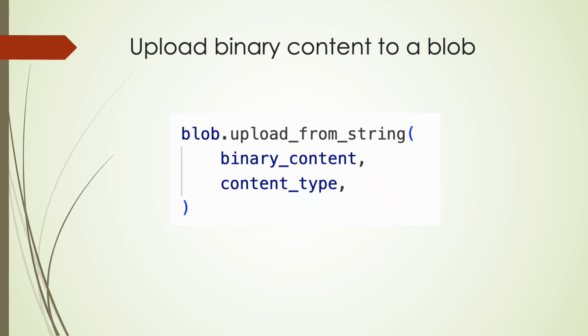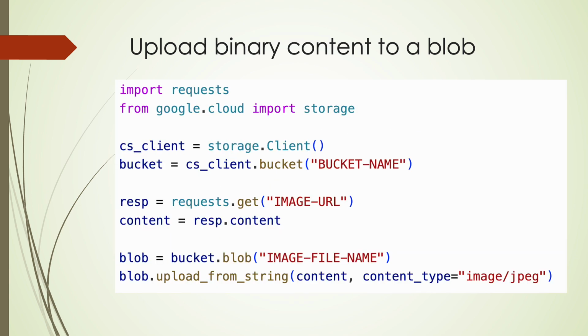In practice, it's very common to upload some binary content to a blob directly, without saving it to a local file first. This can be done with the upload_from_string method. For example, we can download an image from the web using the requests package and save it directly to Google Cloud Storage using the upload_from_string method. In practice, you may want to convert the image to a common format before saving it.